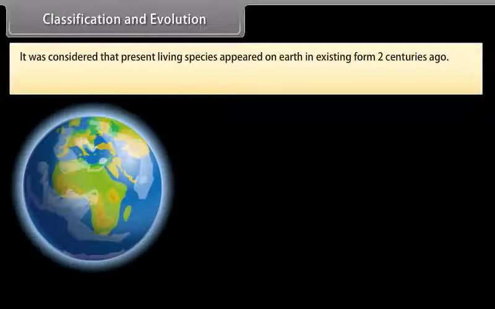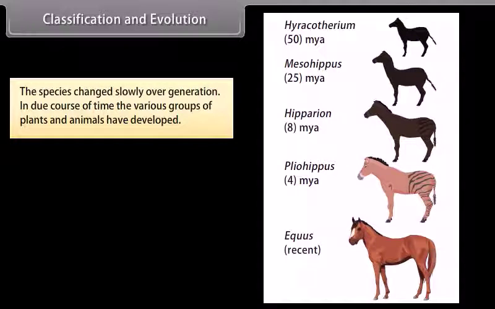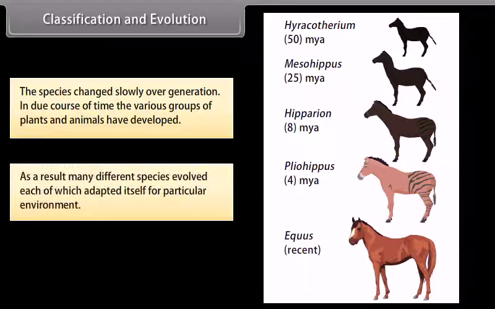Classification and evolution. It was considered that present living species appeared on Earth in their existing form from 2 centuries ago. We all know that origin and diversity in species have been explained on the basis of evolution. The species changed slowly over generations. In due course of time, the various groups of plants and animals have developed. As a result, many different species evolved, each of which adapted itself for a particular environment.